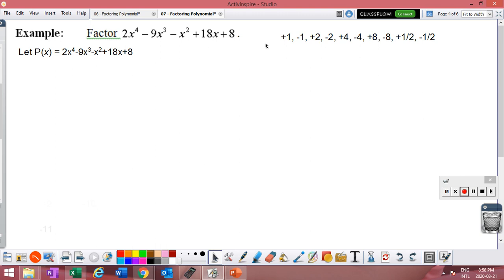Now, the last part of the previous slide said there might be fractions, and those fractions are any of these numbers that I've listed here divided by anything that divides into this first coefficient. So the first coefficient is 2, so I take all of these numbers and divide them by 2, and that'll give me the fractions that I could use. Don't worry about the fractions until none of these work. Who wants to sub in a fraction if I don't have to?